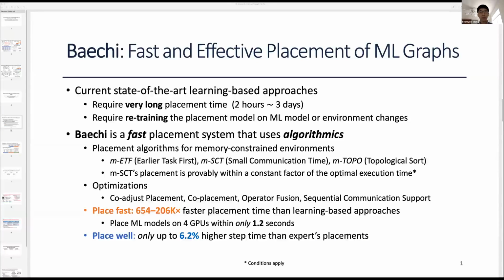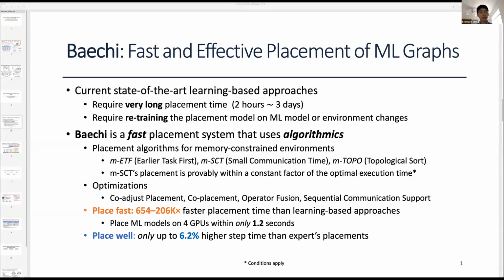However, they require very long placement time ranging from 2 hours and even 3 days. They also require retraining when a target ML model or deployment configuration changes. In this paper, we present Betchy, a fast ML placement system that uses an algorithmic approach.